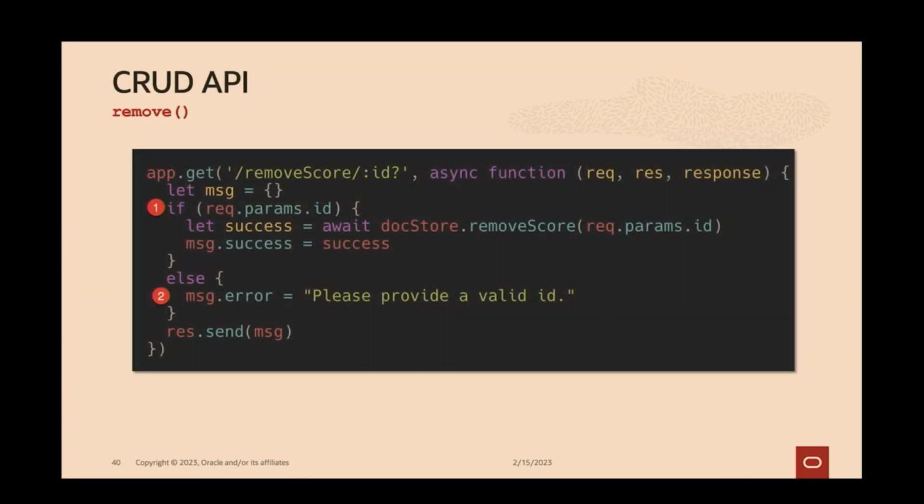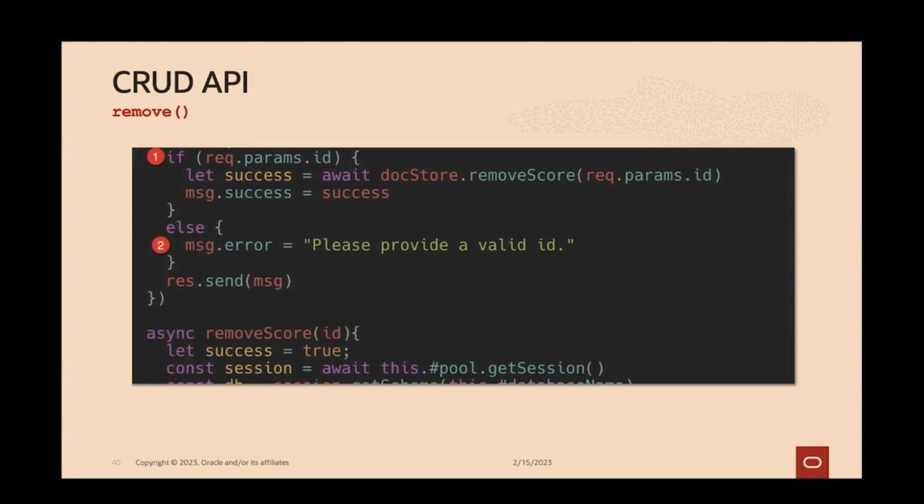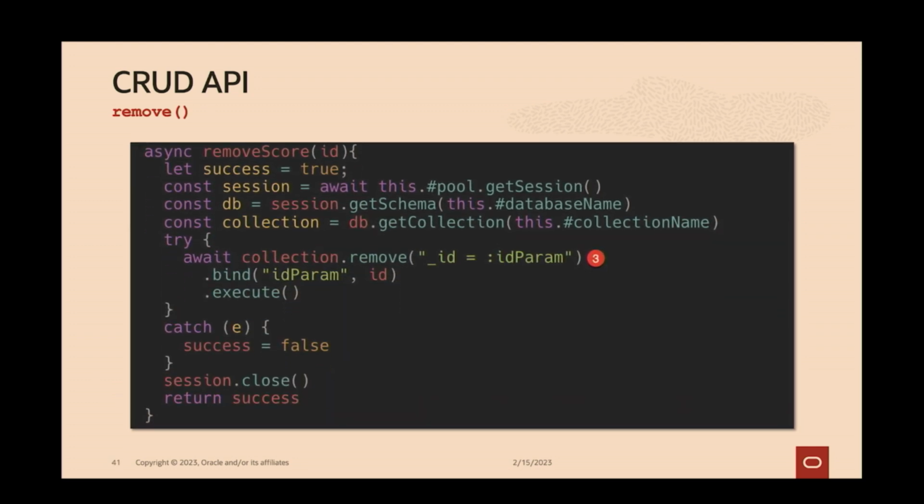And then remove. If we want to remove an object, all you really need is the ID. This is again some attempted error handling I did here. When you call remove score, we do collection.remove. We pass in the ID and the param, and then we have the bind there. Something to keep in mind with modify and remove is Document Store will not let you do any of those operations if you don't have a where clause. So you actually have to pass an argument to modify and remove, or else it will modify everything or remove everything.